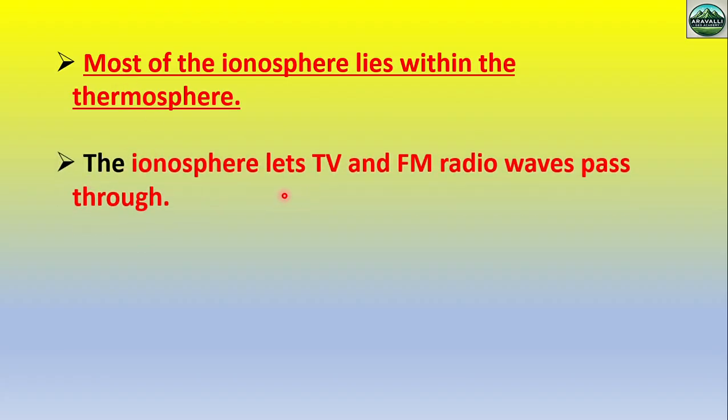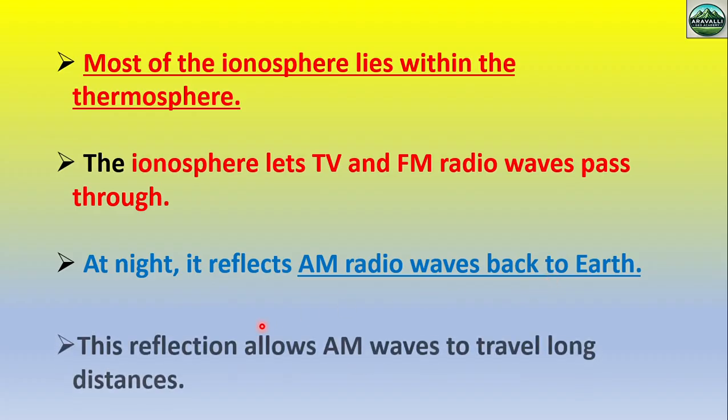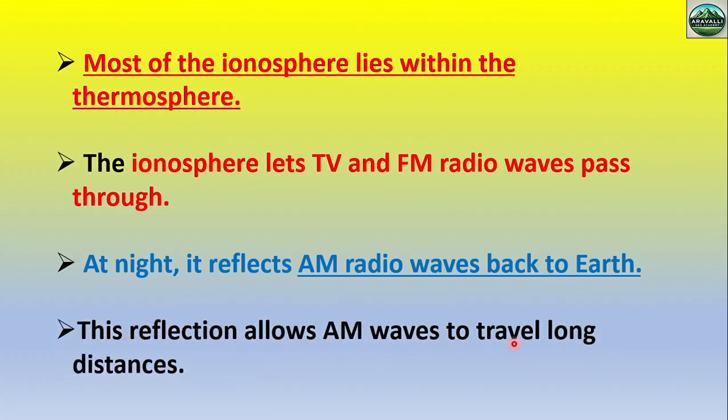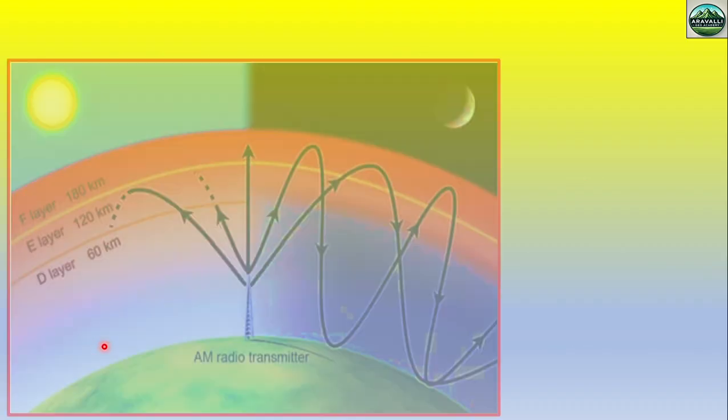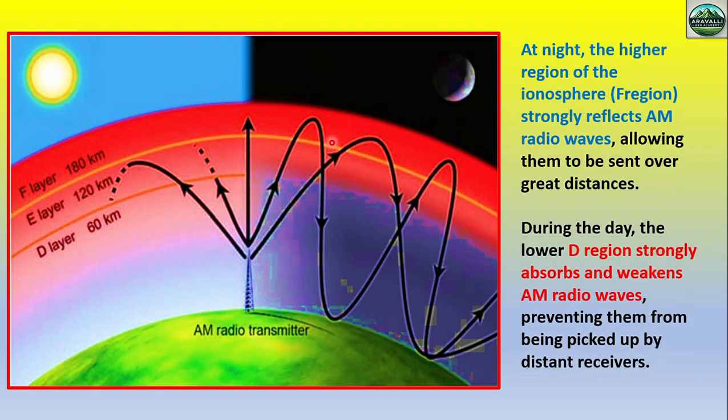The ionosphere lets TV and FM radio waves pass through. At night the ionosphere reflects AM radio waves back to Earth, and this reflection allows AM waves to travel long distances. I will explain this point through the picture. See this picture. This is the sun and this is the moon. The sun indicates daytime and the moon indicates night time.